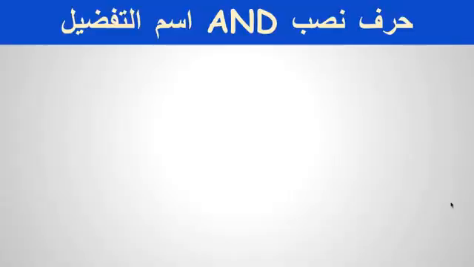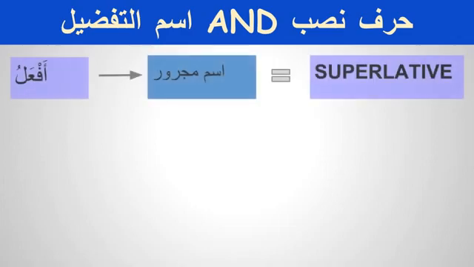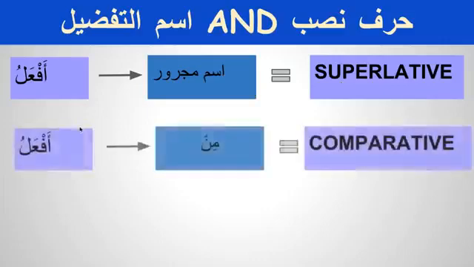Going to a lesson on Ism Tafdeel. Let's remind ourselves what the forms of Ism Tafdeel are. We have comparative and superlative. It will be superlative if we have the noun in the pattern of af'alu followed by ism majroor, and that will be translated as a superlative. And if we have af'alu followed by min, that will be a comparative.